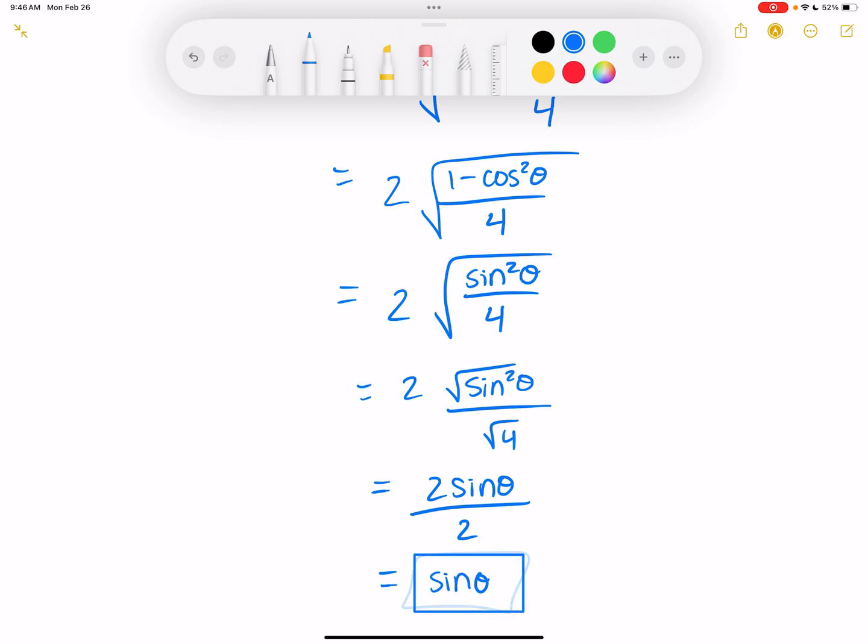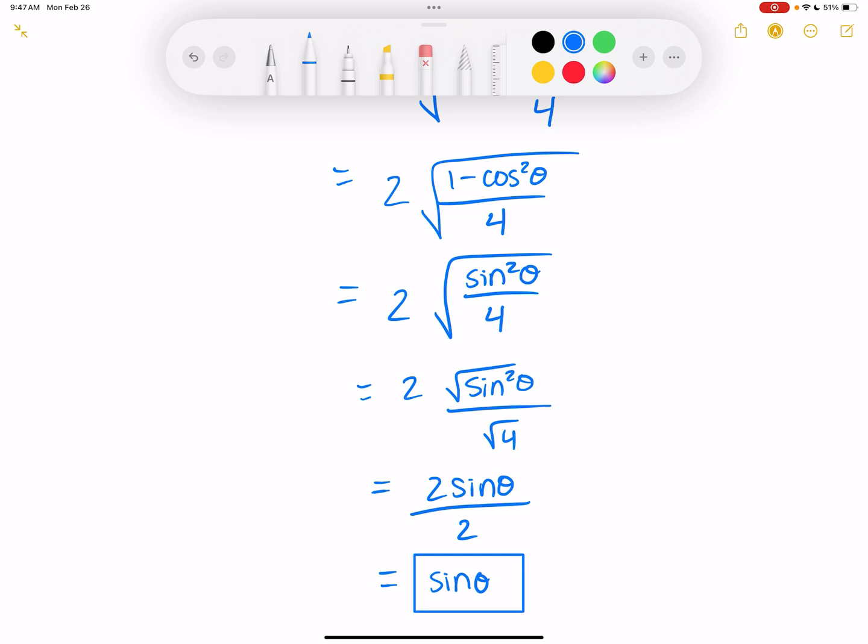So, you can't forget identities from 14.3 and 14.4. You have to have those still to solve these. Any questions on this stuff from today? Okay.